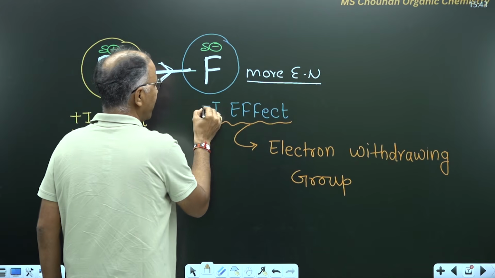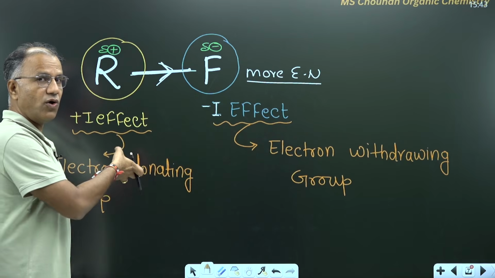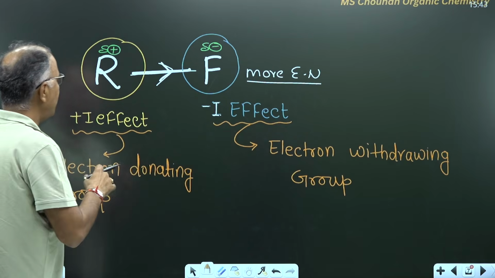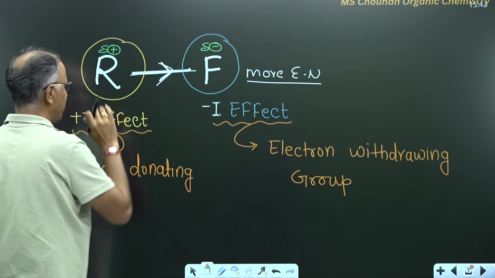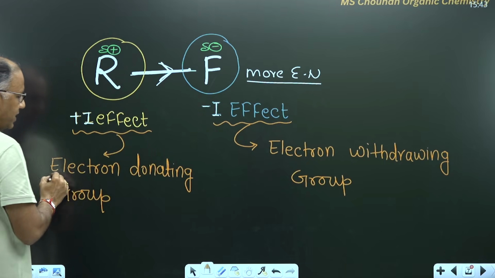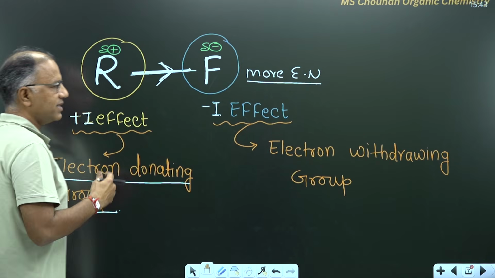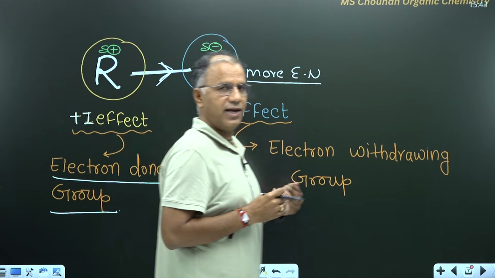So we can say that fluorine is showing minus I effect. Minus I means electron withdrawing effect. Similarly, alkyl is donating electron. This means it shows plus I effect. So what is the meaning of plus I? Plus I means electron donating group by inductive effect. Minus I means electron withdrawing group by inductive effect.